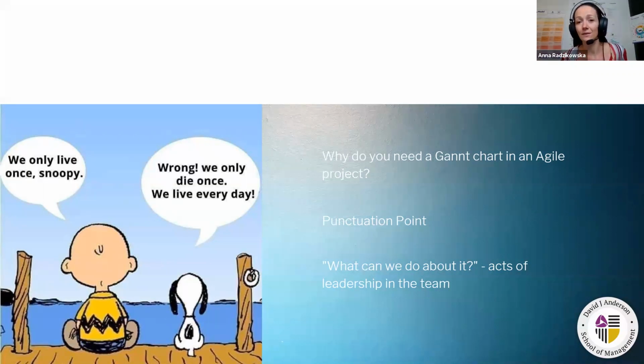And we, as the team members, as the delivery crew, we had to ask not only ourselves, but also our stakeholders, what can we do about it? So this was also the moment when our group started to work more together, collaborate more, and take this act of leadership, asking what can we do about the situation.